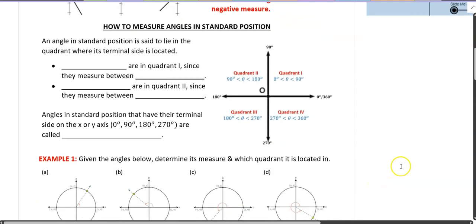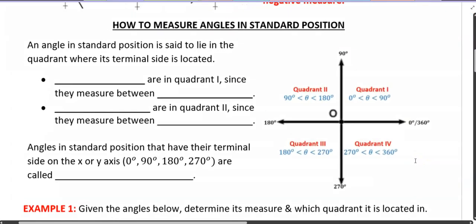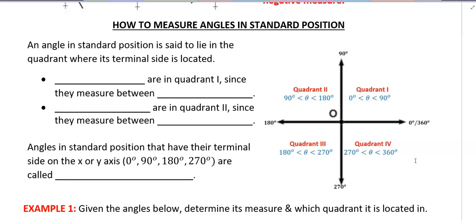Now, let's talk about the actual measures themselves, because how do we measure angles on the coordinate plane? First off, we say the angle in standard position is said to lie in whatever quadrant its terminal side is located. So for example, acute angles, which we know are angles that are between 0 and 90 degrees, are always going to be in quadrant 1, since they always are measuring between 0 and 90 degrees. So let's do that, 0 to 90 degrees.